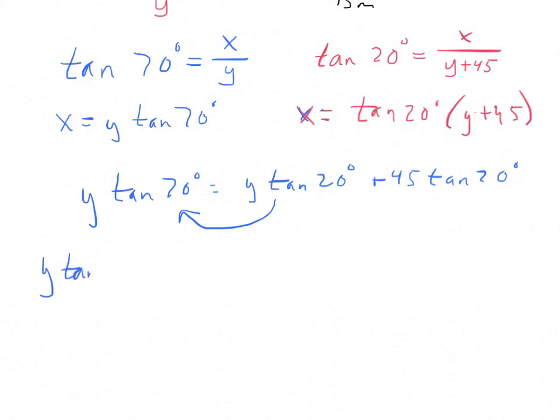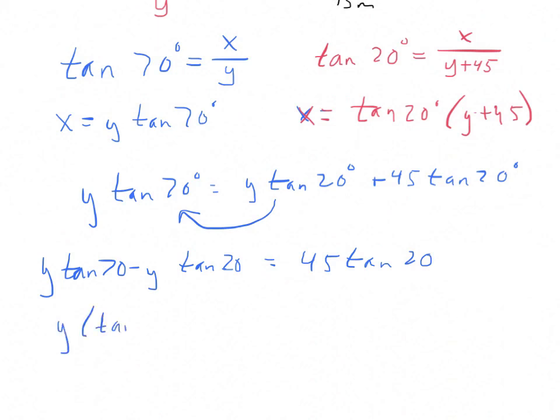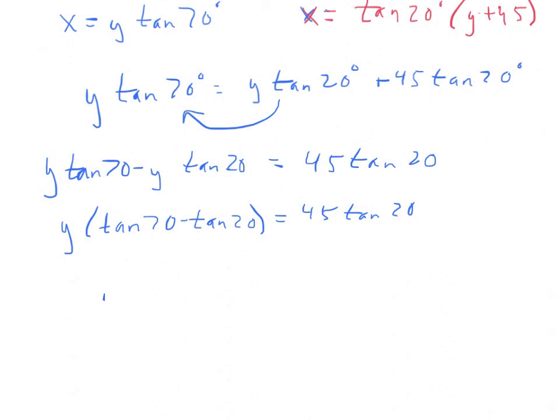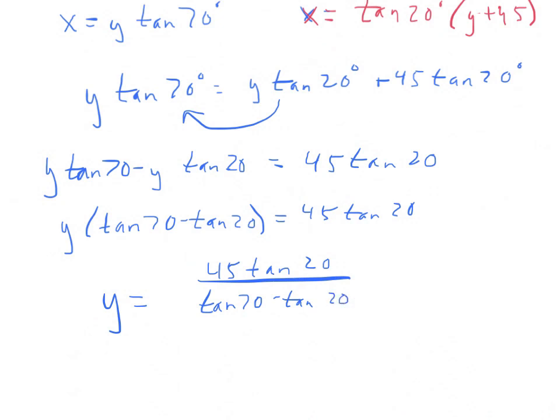I'm going to have y tangent 70 minus y tangent 20 is equal to 45 tangent 20. And then on the left side I can factor out the y. So you get y times tangent 70 minus tangent 20 equals 45 tangent 20. The final step is dividing that over. So I end up with y equals 45 times the tangent of 20 divided by the tangent of 70 minus the tangent of 20. At this point we can plug all this into our calculator.